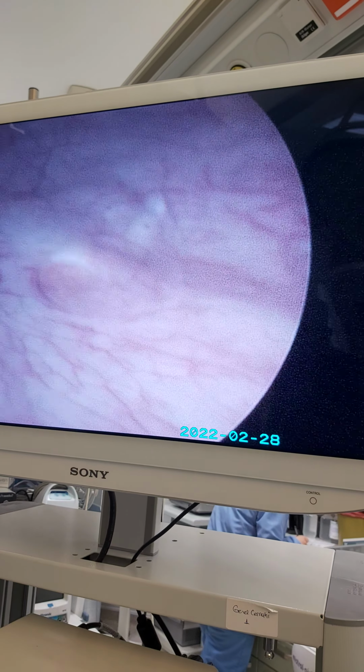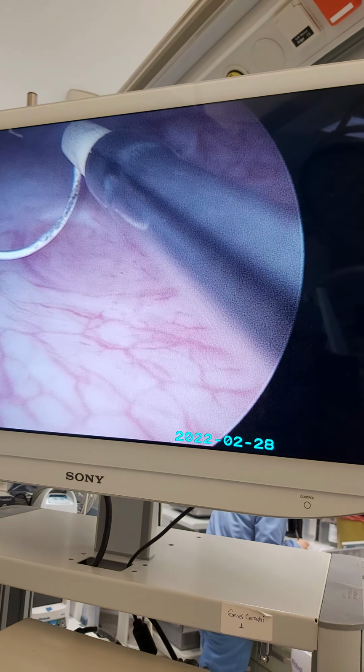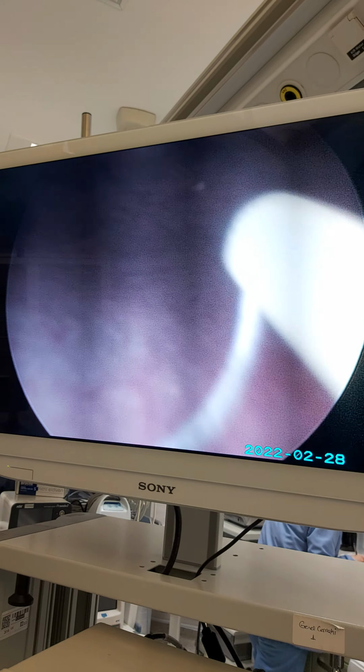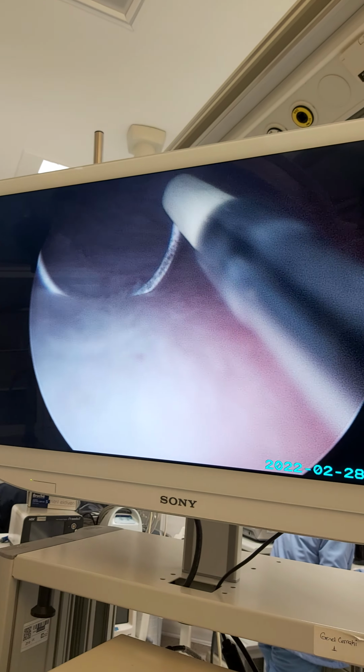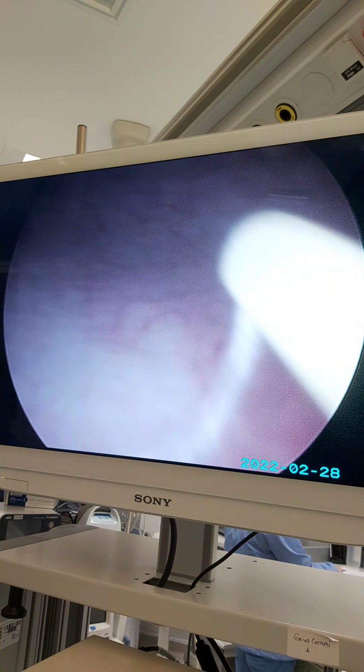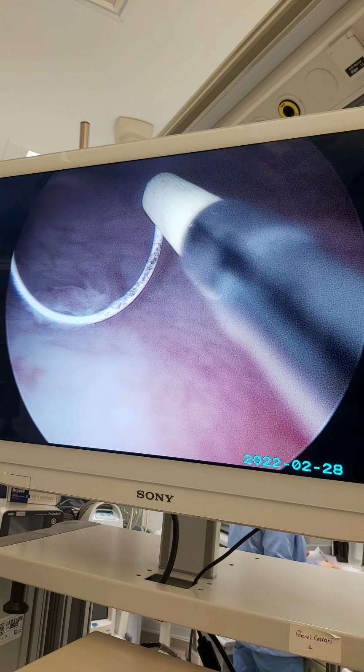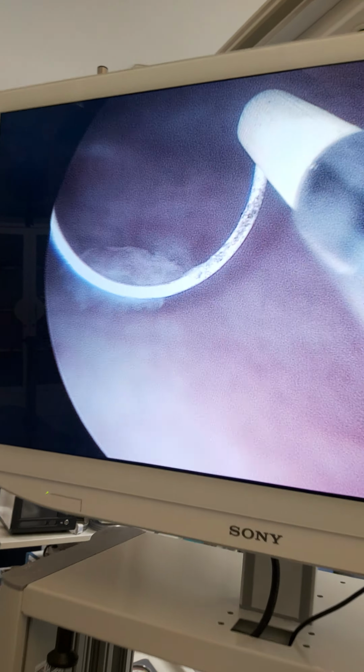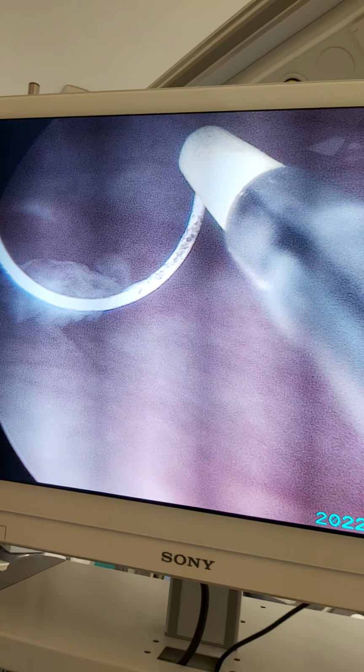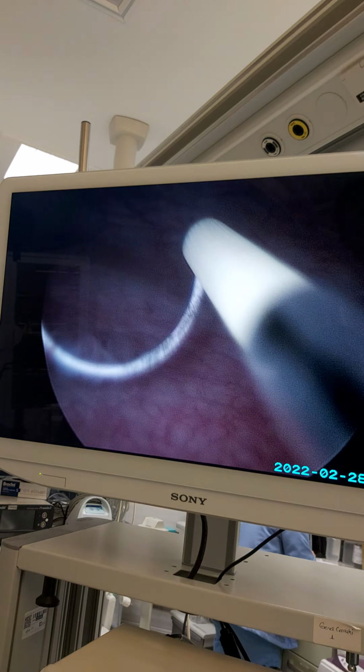And this is the ureteric orifice here. And these are abnormal tissues here. We can easily scratch these tissues. Look at these tissues.